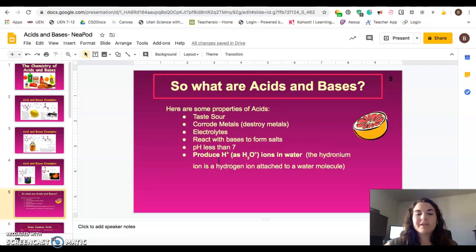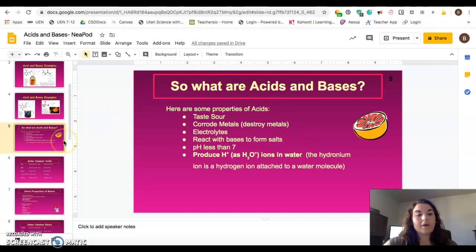But the big important one is this. Acids produce H+ ions in water. So the main way we know that something is an acid is if I put it in water, and it makes H+ or H3O+ ions, it is an acid. So that's a big key we're looking at.